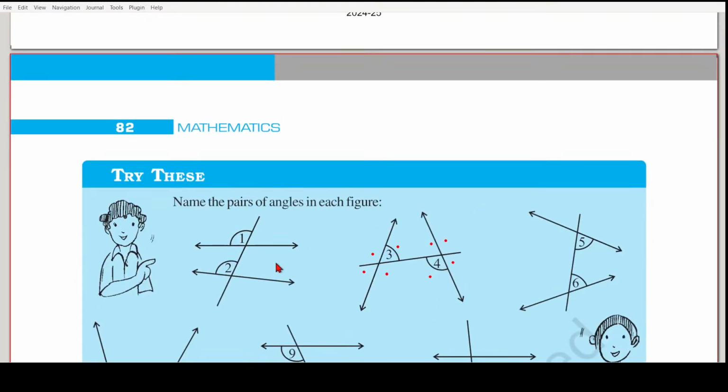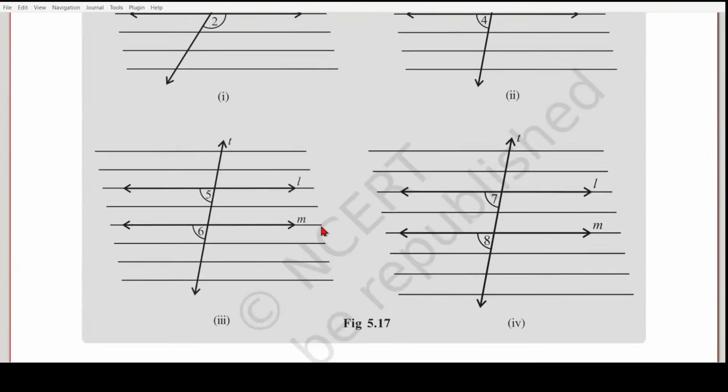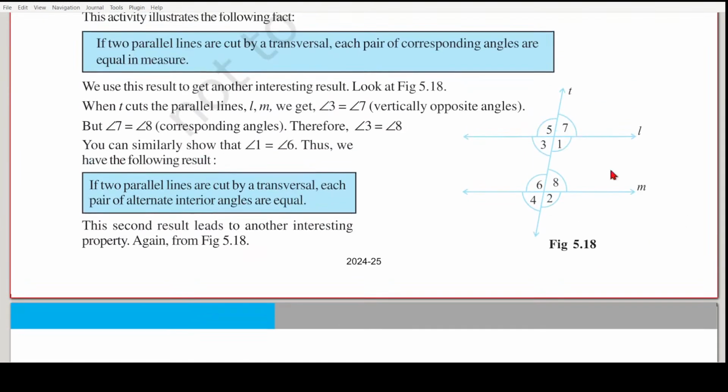So now the same logic as earlier, interior and exterior. Now what will we do? We will make these two lines parallel. Now let's see what will happen. L and M are parallel. Now the same: 1, 3, 6, 8, these four are interior. Same 5, 7, 2, 4, they are exterior. Alternate interior, etc. Okay?